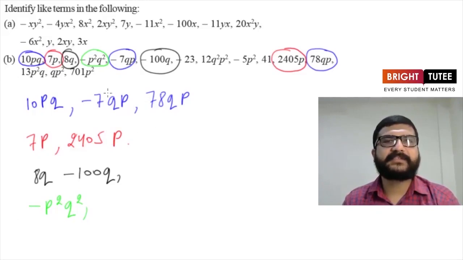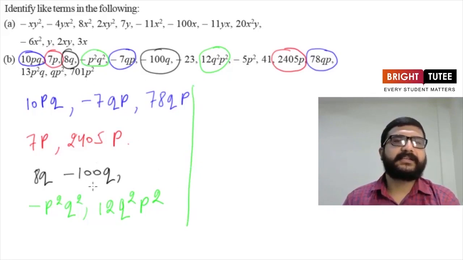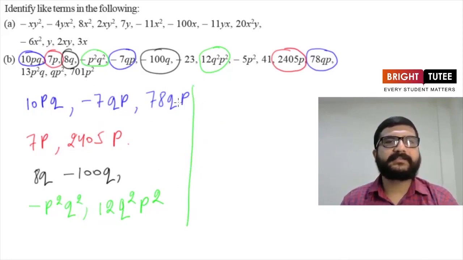Now let's find the terms which are like terms with this one. So it will be 12 q square p square. Second term is 12 q square p square. And after this, can we have any other term? No, we can't have any other term. So these are the four groups of like terms. Similarly, we can have another groups also. So let's write them one by one.